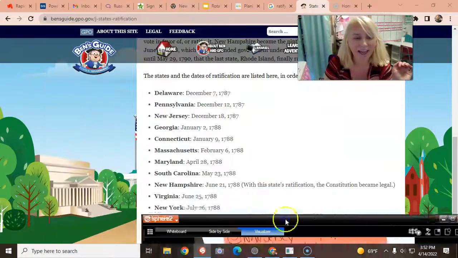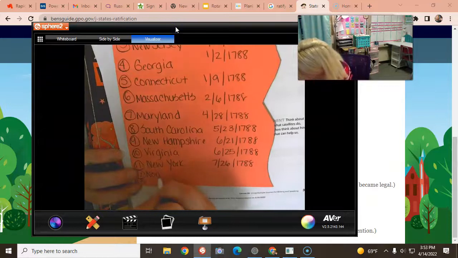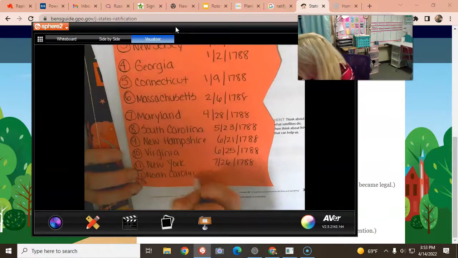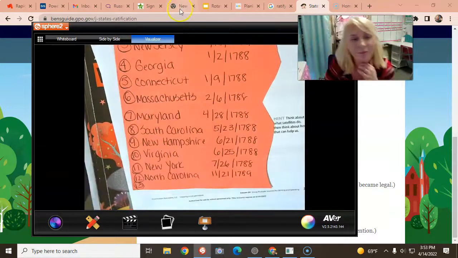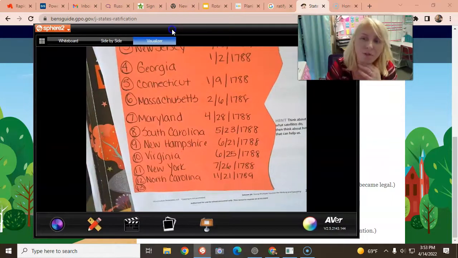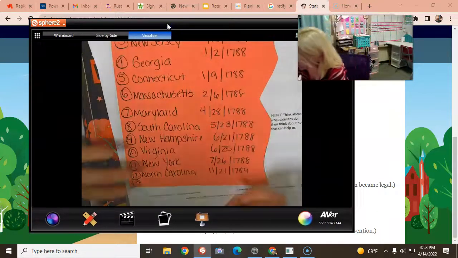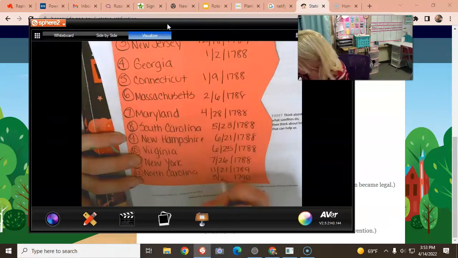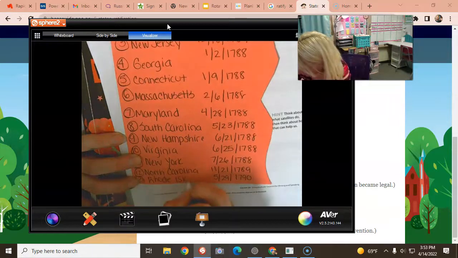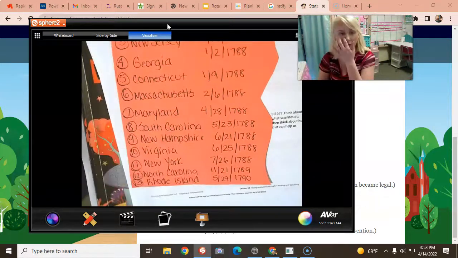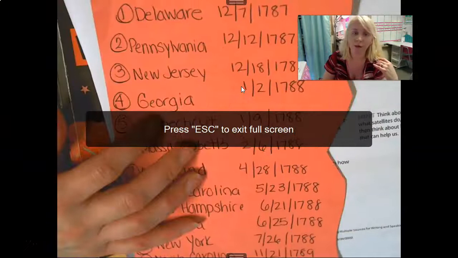All right. Then came us, North Carolina, November 21st, 1789. Look at that. Over a year later. North Carolina was hard to please. All right, and then we have Rhode Island, May 29th, 1790. Okay. So this is the order that the states ratified the Constitution.